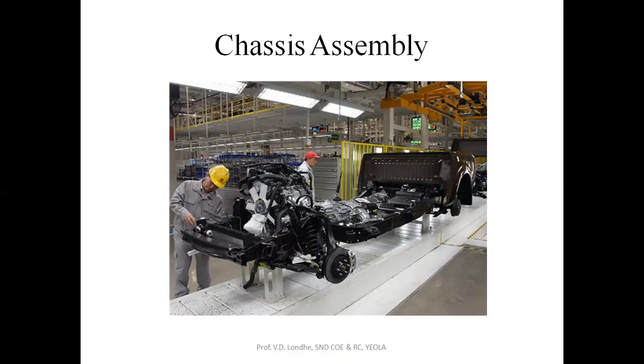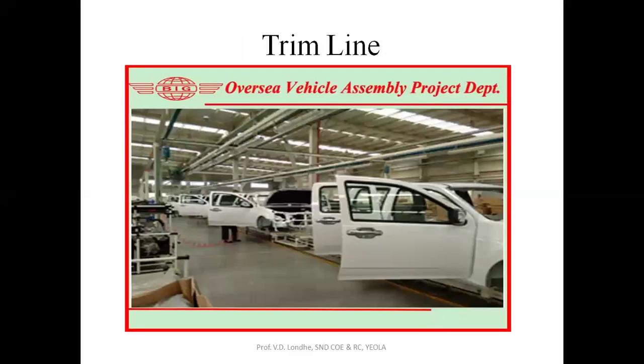In this chassis assembly, the front and rear axle, then the engine assembly, that is the powerhouse, then the transmission, all these parts are attached to the chassis on this chassis assembly line. After the chassis assembly line, the next line is the trim line. Here the trim line and the chassis line are followed simultaneously.